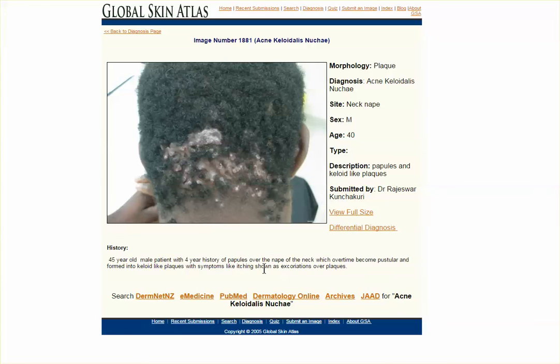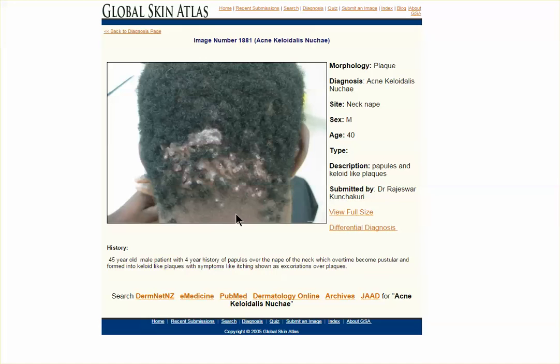45-year-old male, 4-year history of papules over the nape of the neck. Became pustular, keloid-like plaques, symptoms like itching and excoriations over the plaques. So again, antibiotics, sometimes oral retinoids to get this to settle down and to stay settled. And sometimes we'll use a topical antibiotic like clindamycin lotion to deal with any tendency to get recurrences.